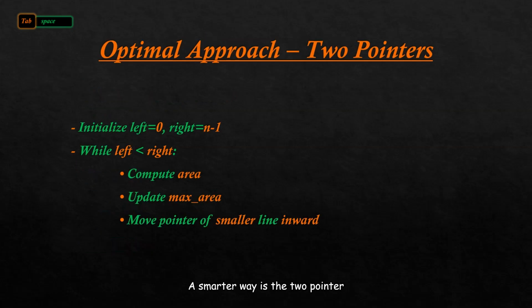A smarter way is the two-pointer technique. We place one pointer at the left end and the other at the right end. We calculate the area, update the maximum, and then move the pointer at the shorter line inward. This way, we systematically search for a better height while reducing the width.